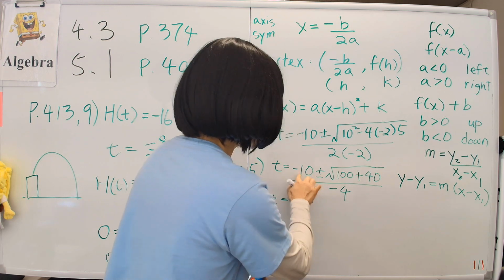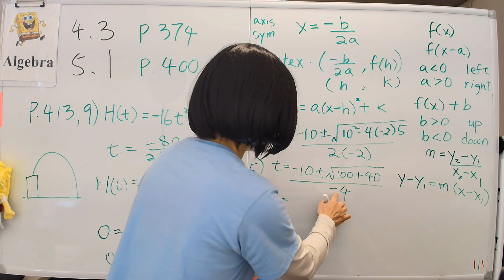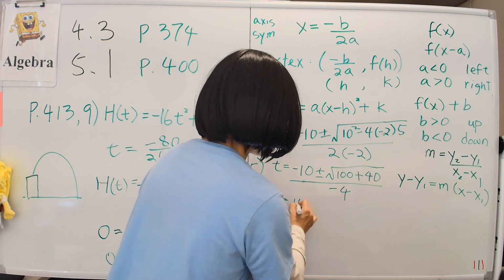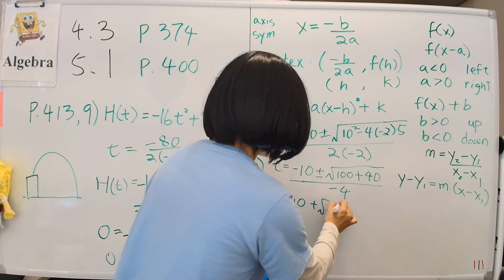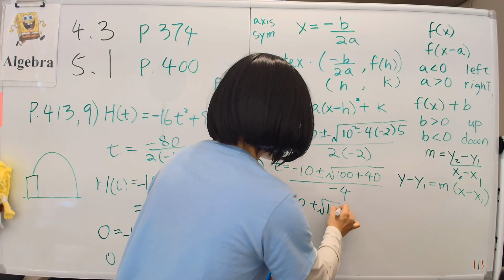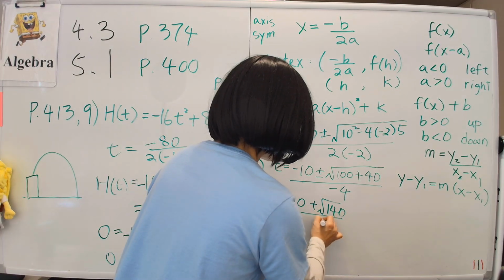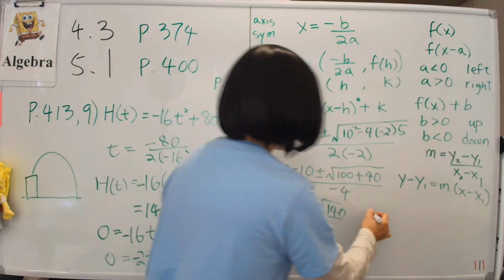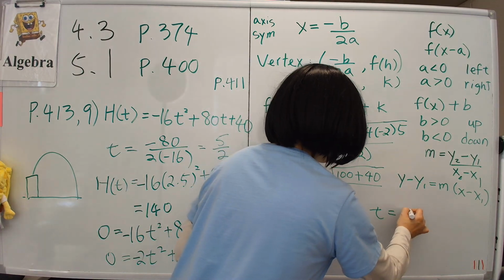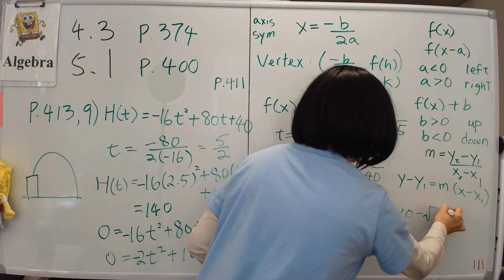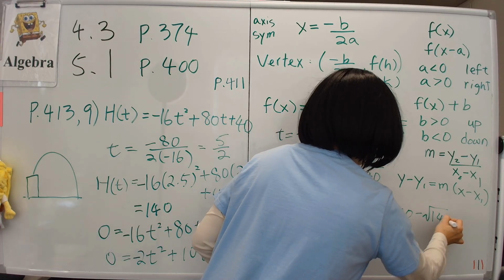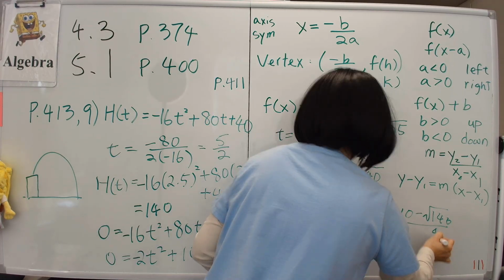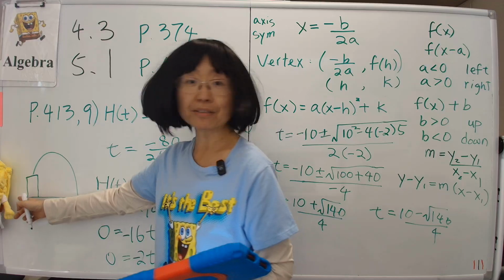we'll do the negative one first because it cancels out with the negative sign down here. It becomes 10 plus square root of 140 divided by 4. Okay, and that's one solution. Or t equal to 10 minus square root of 140 divided by 4. That's the root on the other side, and we don't care about that.